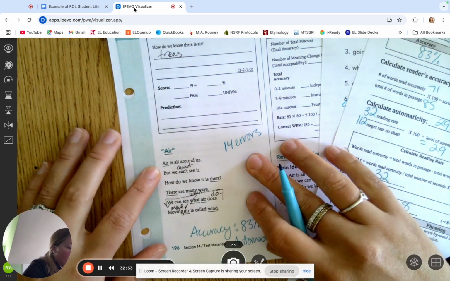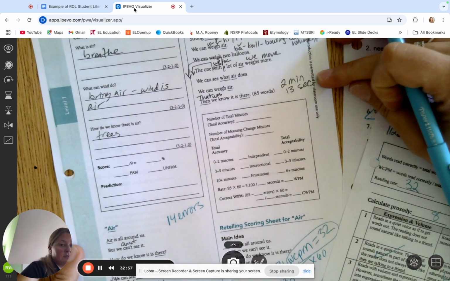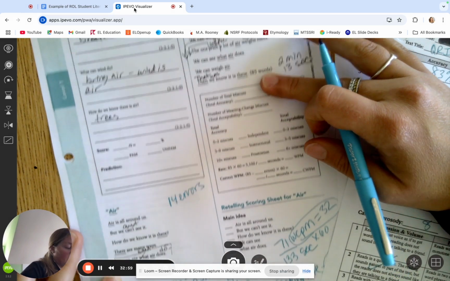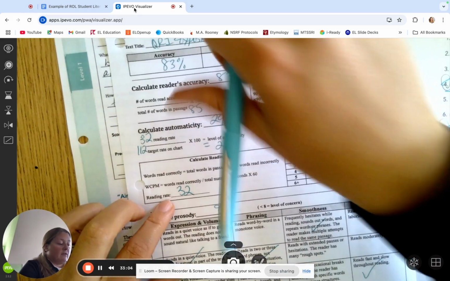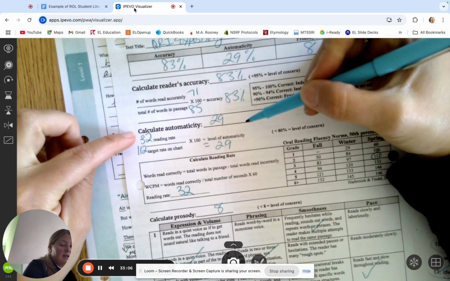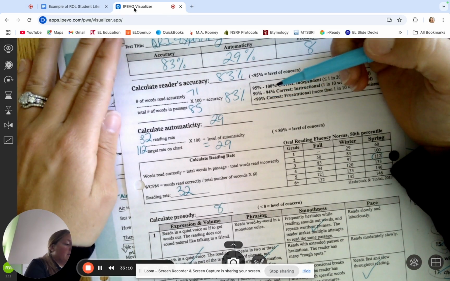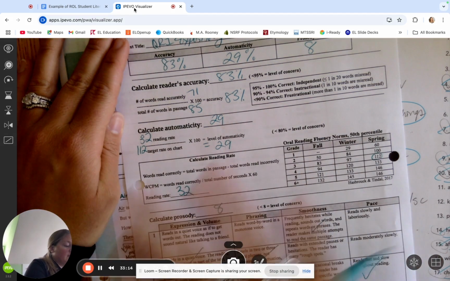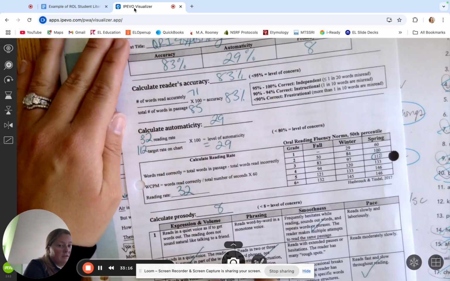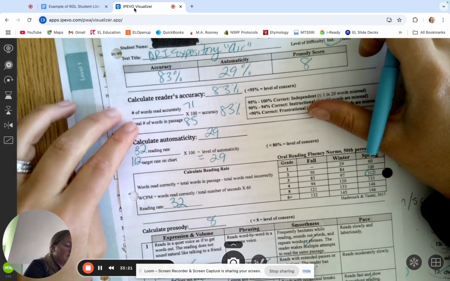So in total, I just did my running record. It was a pretty quick passage. It took him 2 minutes and 13 seconds to read 85 words. There were 14 errors. And then when I calculated the accuracy and automaticity, which I'm not going to do in this video, this could be a separate video because this is a whole thing to do here. But this sheet maps out how to calculate.